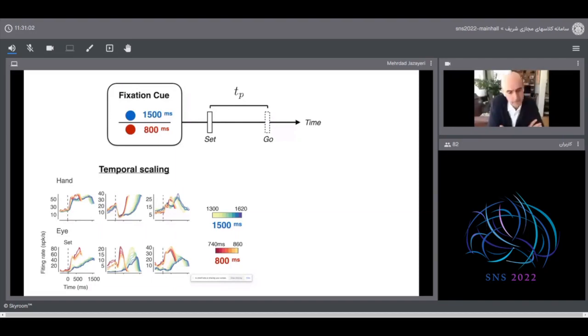And all the shades of blue correspond to when the animal was asked to produce 1500 milliseconds. And again, you see a pattern of activity that is different and can vary depending on what interval the animal actually produced.